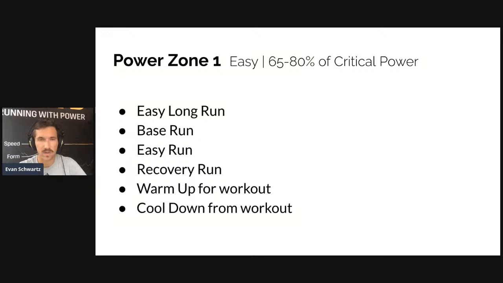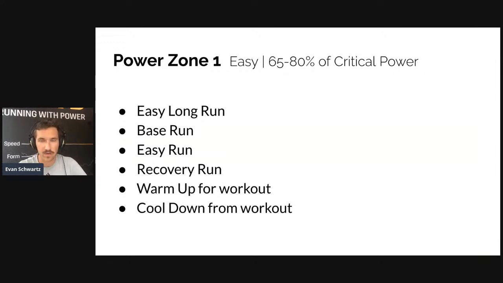The power zone 1, the easy zone, between 65 to 80% of your critical power will probably be the range that you're in. If you're following a training plan, you'll typically have easy days or recovery days. Zone 1 can comprise both of those. It can make up a pretty wide range.